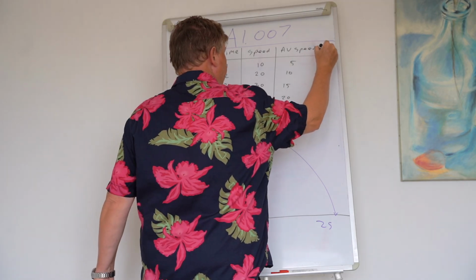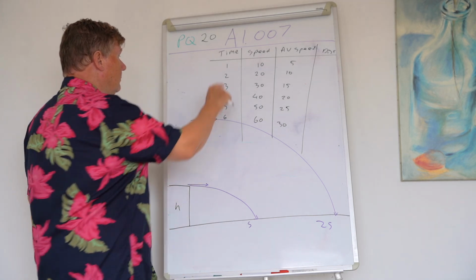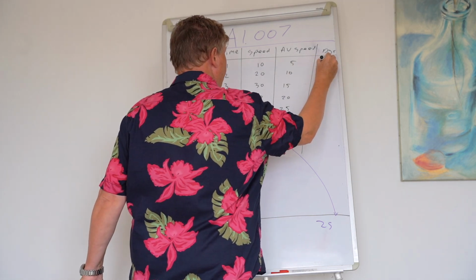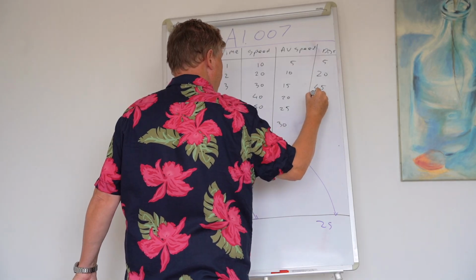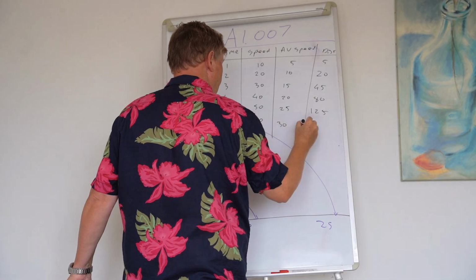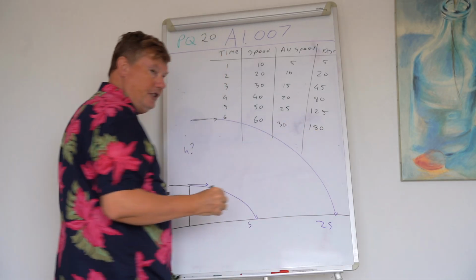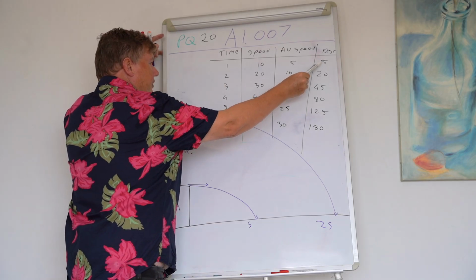And what was the distance it travelled during the journey? Distance is average speed times time. 1 times 5, 5; 2 times 10, 20; 45, 80, 125, 180. Now notice something. If the time doubles, what happens to the distance?